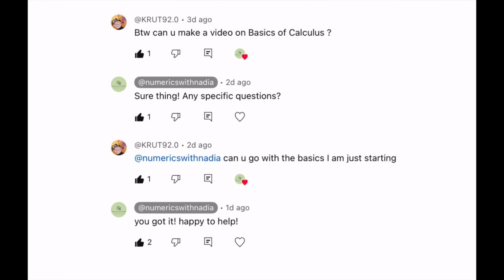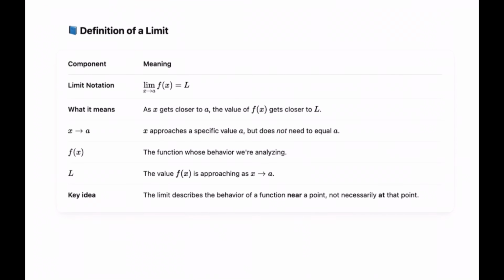And now that we've covered our introduction to the video, let's get into our lesson. Let's start off with the definition of a limit. A limit describes what value a function gets closer to as the input gets closer to some number. Now, what does this look like?